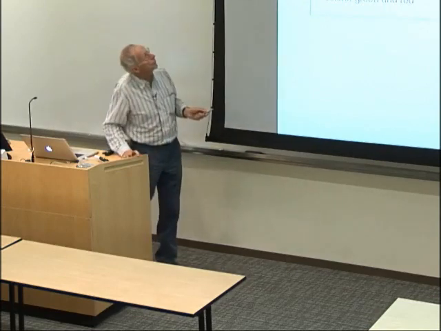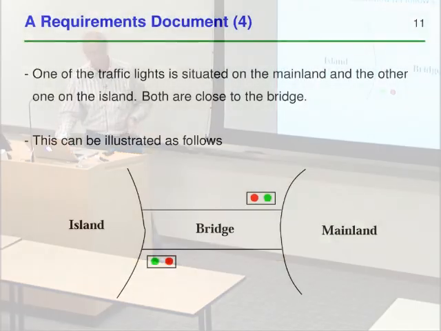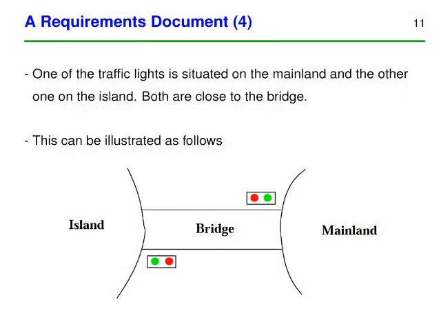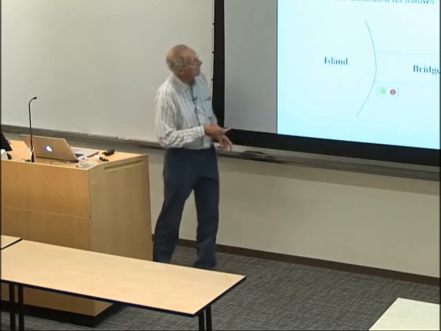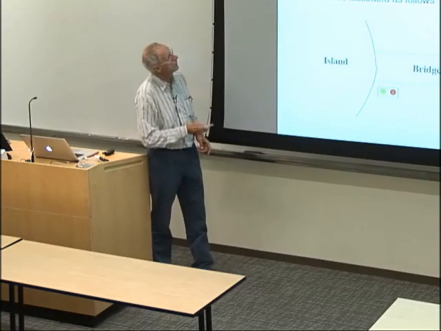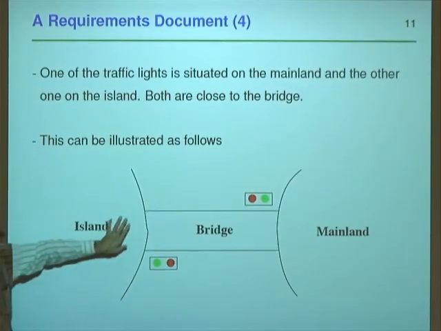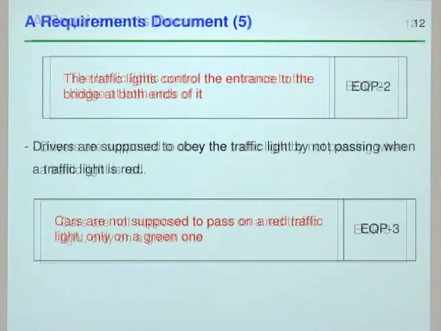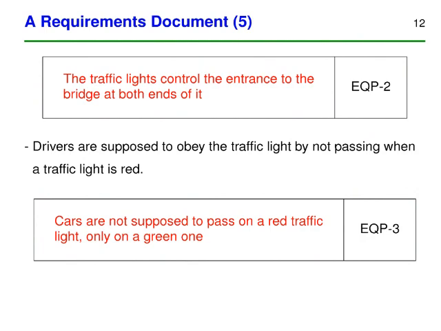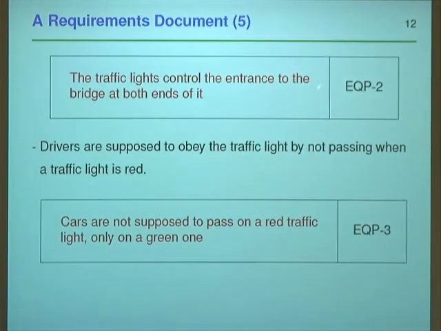The controller is equipped with 2 traffic lights with 2 colors, red and green. So this will be described here. We have a traffic light here and a traffic light here, and they are both situated at both ends of the bridge, and this is illustrated as follows. So what I do again here also is to introduce things little by little. So we have the mainland, the island, the bridge, and now the two traffic lights. Again, we go a little more formal here. The traffic light controls the entrance to the bridge at both ends of it. So it's equipment number 2.